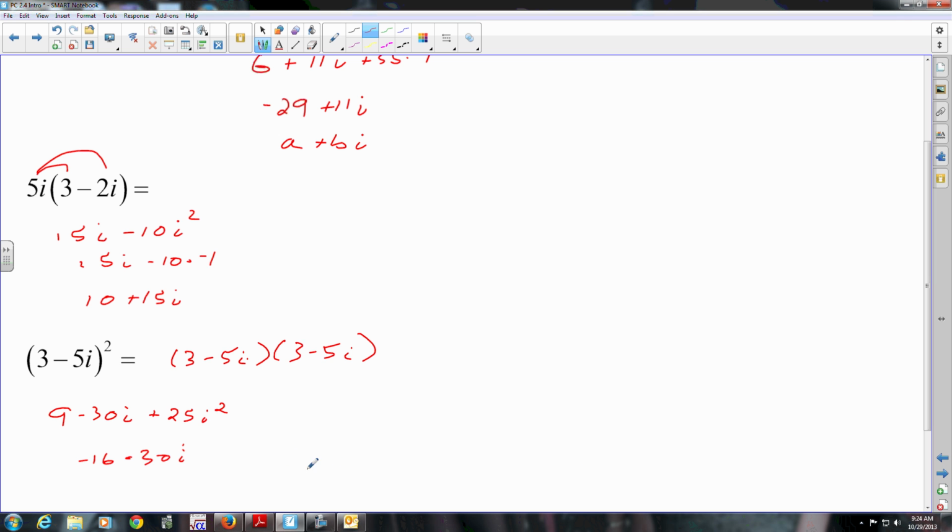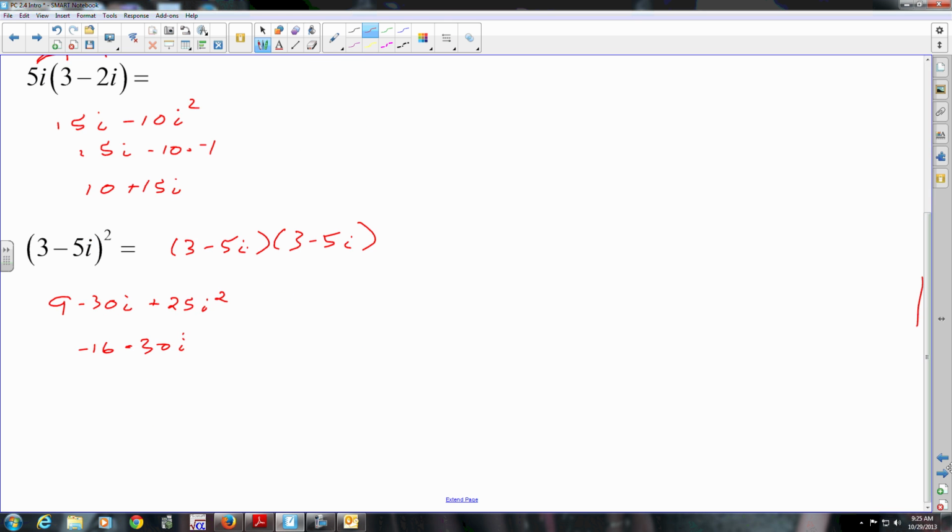Whoops, 2 i's, 2 dots. There we go, it's a special I. Okay, whoops, missed it. Come on. Alright, that's all that's on that page.